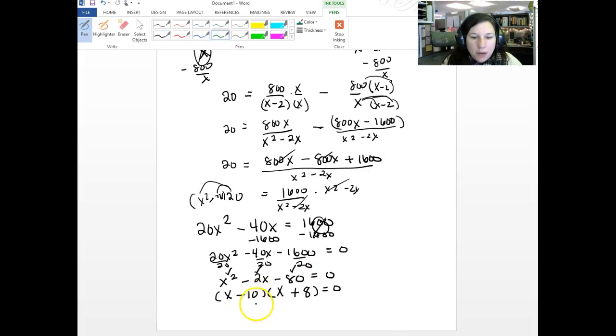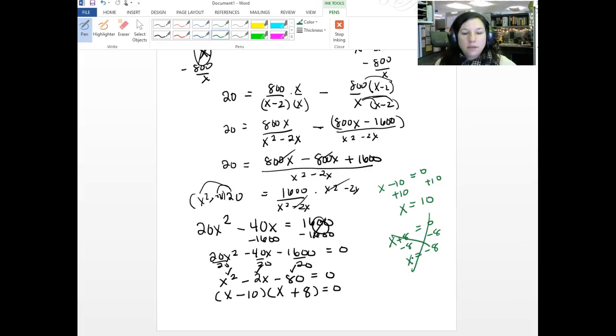Then I have X minus 10 times X plus 8 equals 0, then X minus 10 equals 0, and to solve for X, we add 10 to both sides. And X plus 8 equals 0, and to solve for X, we subtract 8 from both sides. So now we have X equals 10 and X equals negative 8. So remember that X represented the number of people originally going on the trip. So I'm going to disregard this answer because it's not acceptable within the confines of the problem. It doesn't make sense to say, oh, negative 8 people were going on the trip originally. It makes more sense to have 10 people going on the trip.